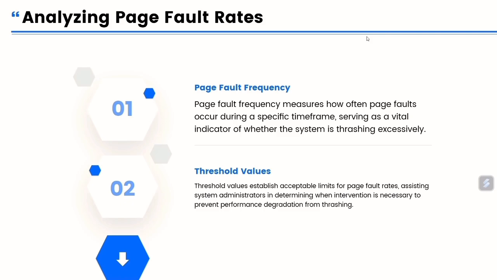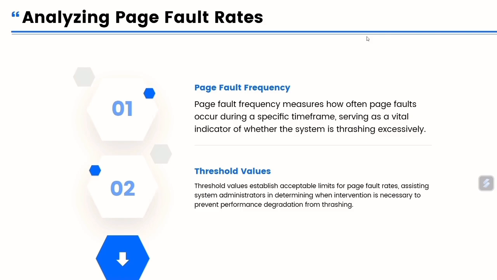Analyzing page fault rates. First, page fault frequency. Page fault frequency measures how often page faults occur during a specific time frame, serving as a vital indicator of whether the system is thrashing excessively.